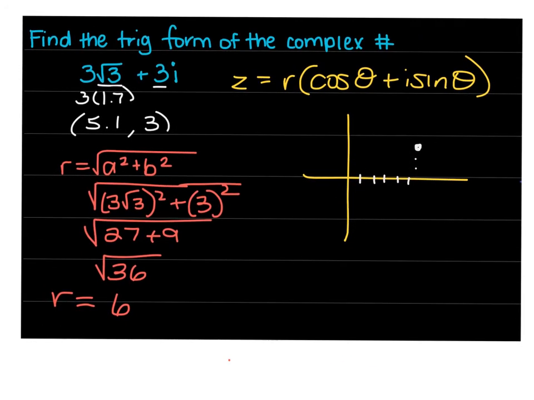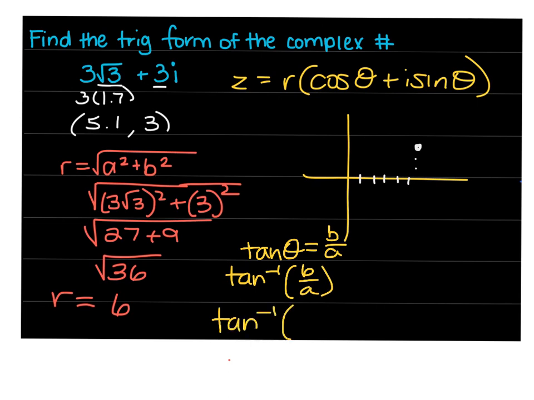Then I want to find theta. So I know that the tangent of theta is b over a. So I would do tangent -1 of b over a, and in this case, that's tangent -1 of b, which is 3, over a, which is 3 root 3. Now, this is not already on my unit circle, but this simplifies to be 1 over root 3, which gets rationalized to root 3 over 3. And that, remember, is the over 6. So all over 6s on your unit circle are going to be root 3 over 3. I want the over 6 that's in the first quadrant. So I know that this is pi over 6.